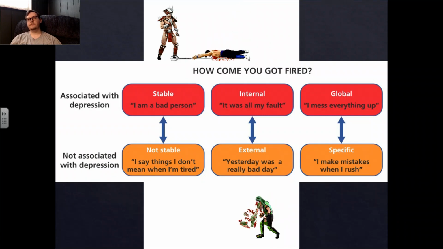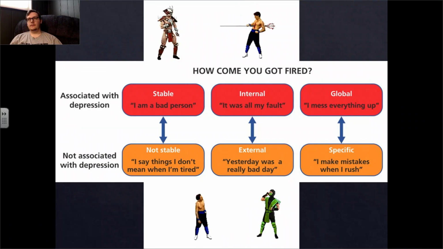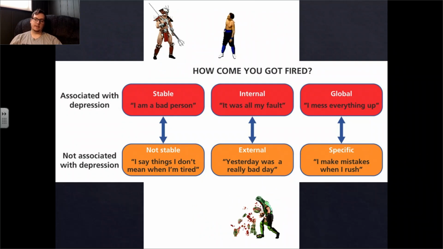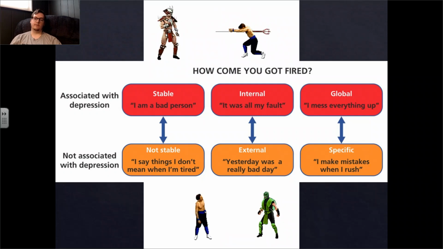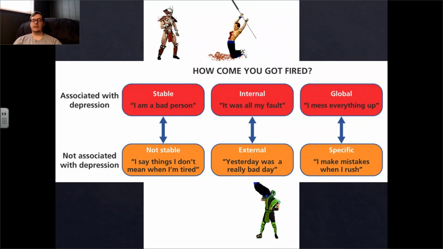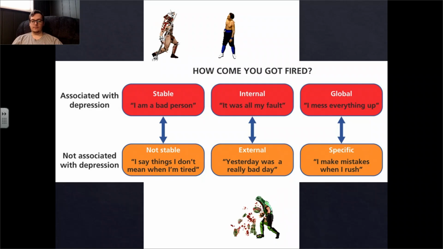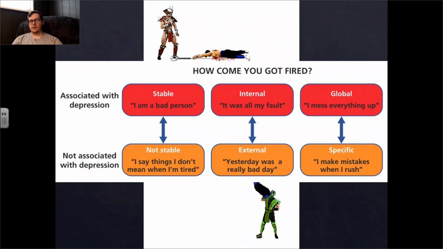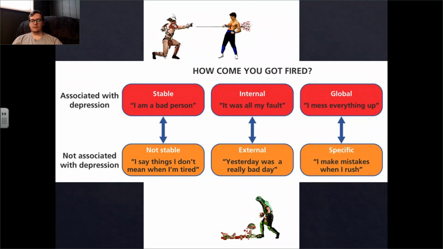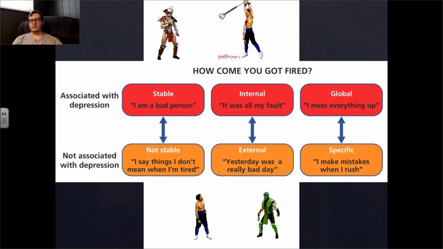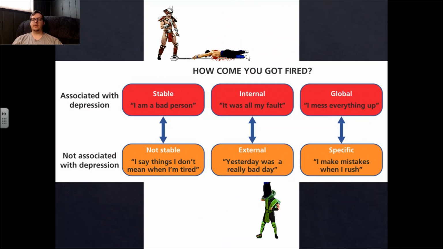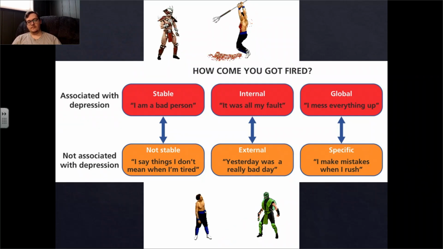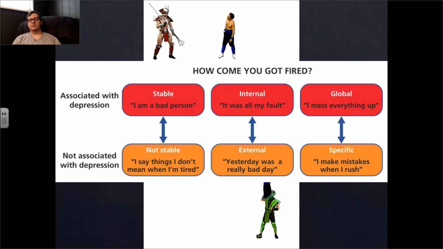You might even go so far, if you have a severe enough case, you might somehow associate this coronavirus and all this stuff to it being your fault. That's how irrational it can get, right? And that's really not even an over-exaggeration in some cases. A normal person might think, I make mistakes when I rush. Somebody with a lot of depressive issues might think, well, I mess everything up.